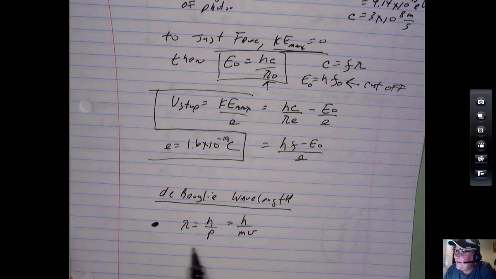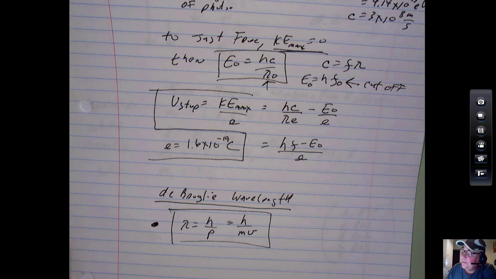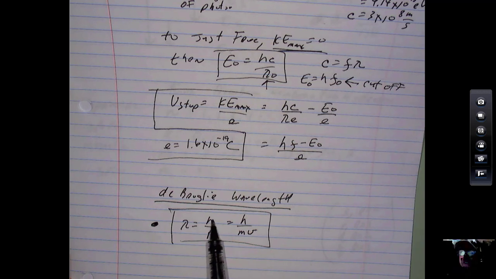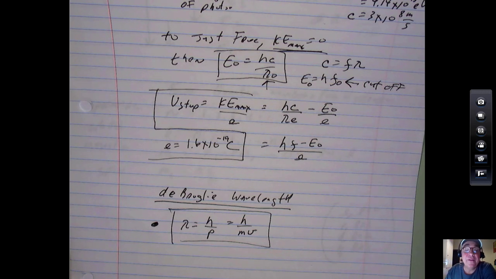If they ask you to calculate the wavelength of something that's moving, this is the only formula you have for that. Okay, so the wavelength is h divided by the momentum. P here is momentum. H is Planck's constant. We know from physics 220 that the momentum is also the mass times the velocity. So hopefully everybody gets the de Broglie wavelength problem correct. This is really the only formula for the de Broglie wavelength.